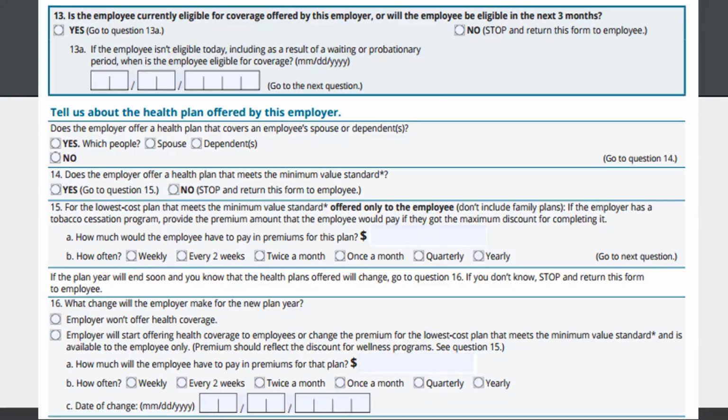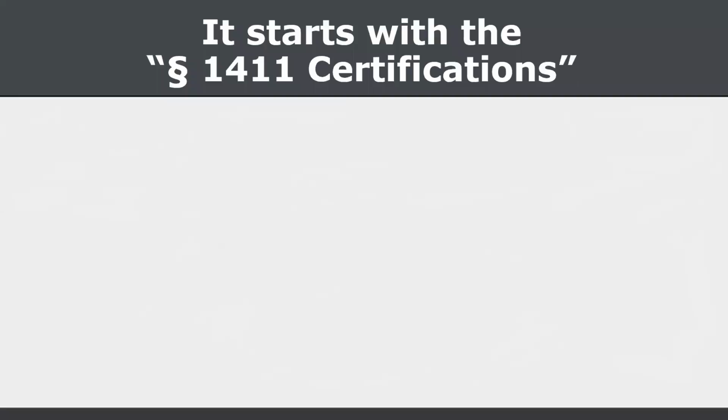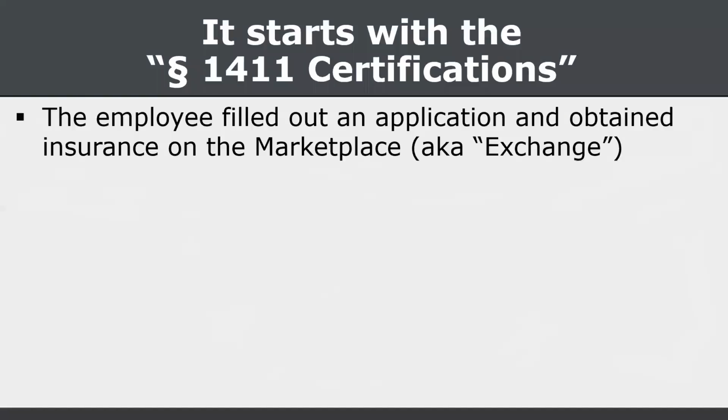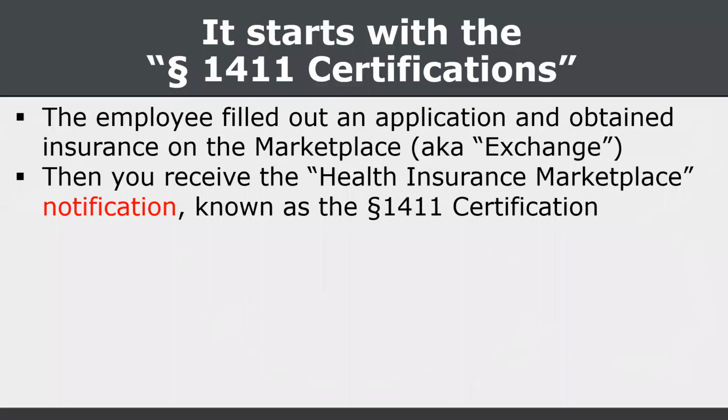So that person who subbed for you, right? They went on to healthcare.gov and filled out a form similar to this, which asked them things, for example, did your employer offer you insurance? And if you check no, they're going to send you to the next screen, because you're somebody who might be eligible for a credit because your employer didn't offer you affordable insurance. They didn't offer you insurance whatsoever. So your employee filled out a multi-page application, which ultimately resulted in you getting this 1411 certification. Okay, so you've received it.